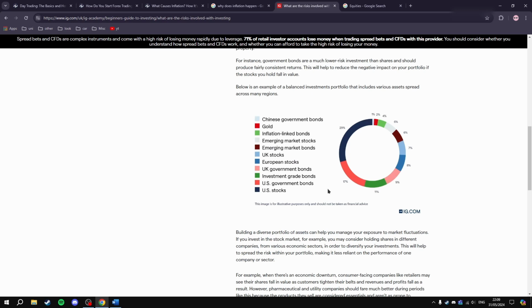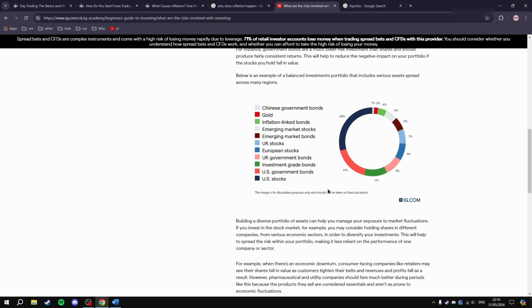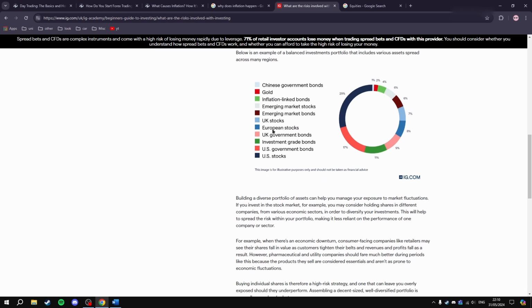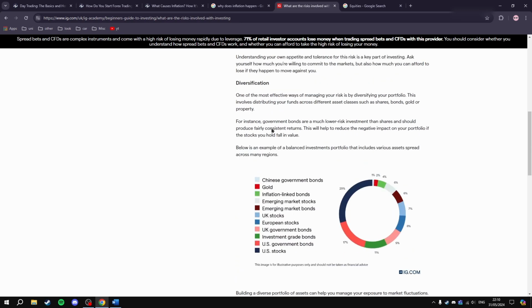For instance, government bonds are a much lower risk investment than shares and should produce fairly consistent returns. This will help to reduce the negative impact on your portfolio if the stocks you hold fall in value. Below is an example of a balanced investment portfolio that includes various assets spread across many regions. So we've got different locations, Chinese, UK, US, and then we've got different asset classes. So we've got commodities, bonds, shares. Yeah, very good.